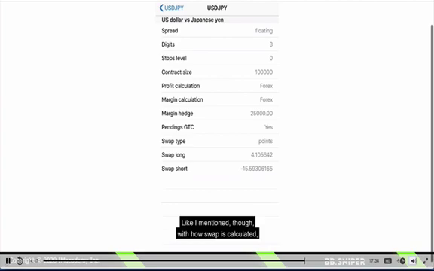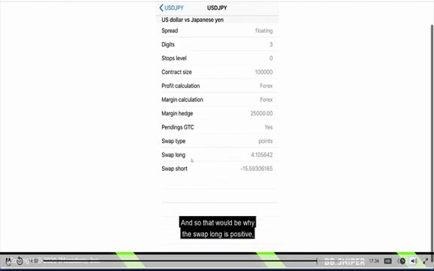Like I mentioned, though, how swap is calculated is, at the end of the day, really heavily dependent on where you choose to trade. But there are things that need to be taken into consideration from a more macro perspective. So the country's interest rates, for example: if one interest rate is greater than the other, such as in this example of the US dollar, Japanese yen, the interest rates for the US dollar are greater than the Japanese yen. The Japanese yen actually has a negative interest rate.